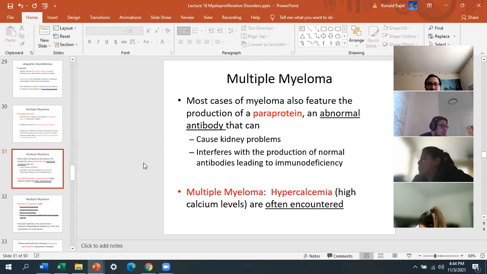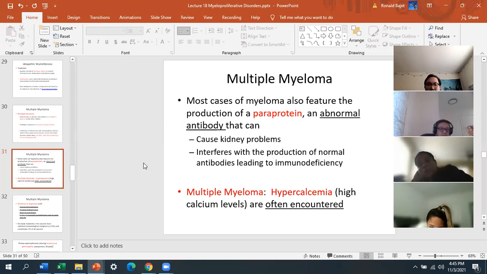Paraprotein is an abnormal antibody that's present. It causes kidney problems and it interferes with the production of normal antibodies, leading to immunodeficiency. So if you don't form antibodies properly, because you need to form antibodies to protect yourself, then you can be immunodeficient, meaning that you have problems defending yourself against foreign bodies. That's immunodeficiency. So you have abnormal or inefficient normal antibody production, and it can lead to immunodeficiency.